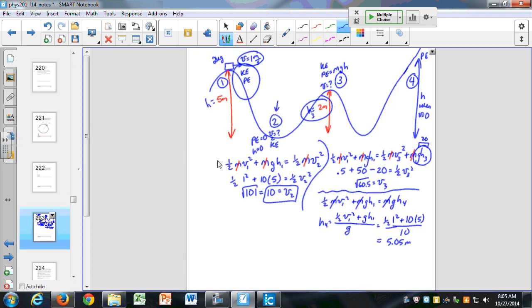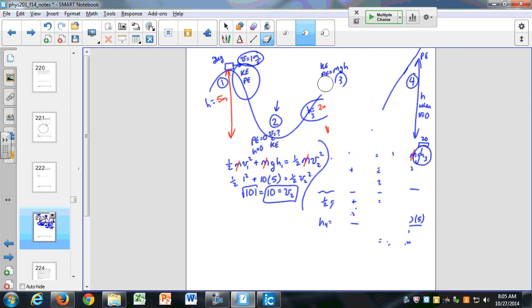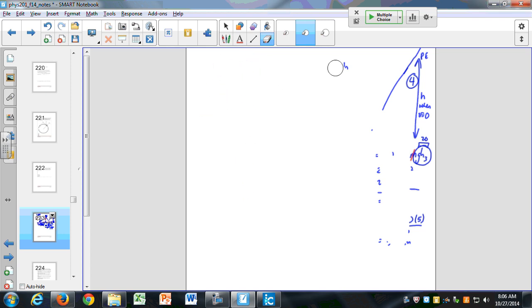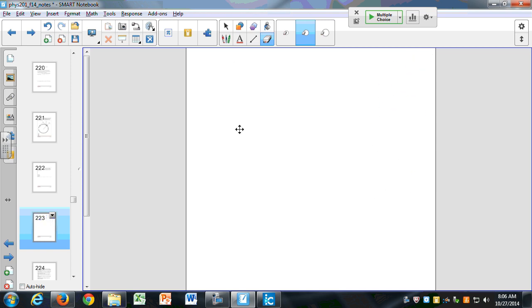Hold on, let me erase all this. I wrote on this page. Give me just a second. I did that on a page when I shouldn't have. Okay, which chapter was it, Courtney? Chapter 5, number 6.